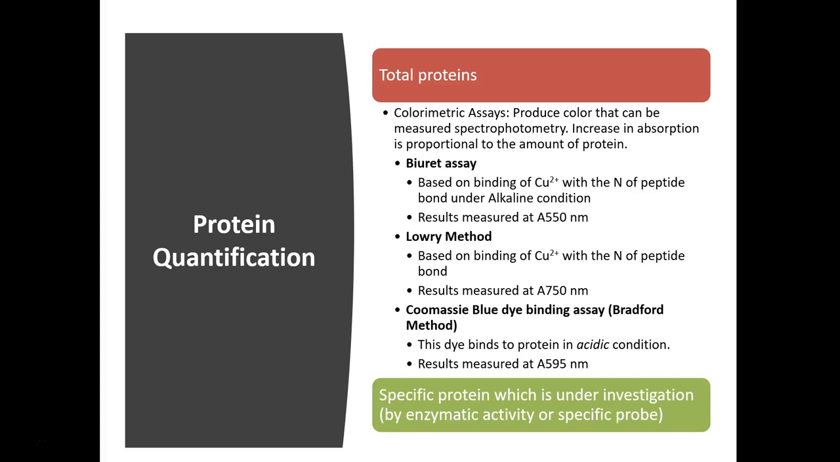Some of the methods that have been around for a long time are the Biuret and Lowry methods. Both of these are based on binding of copper ions with the N-terminal of your peptide, and you can get a color change, which is different for the Biuret versus Lowry, but in both cases it's a color change that can be quantified using spectrophotometric analysis.